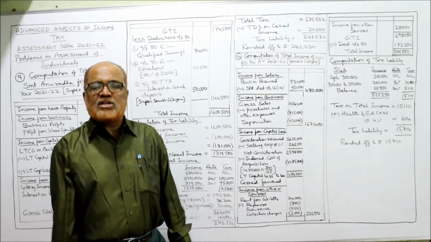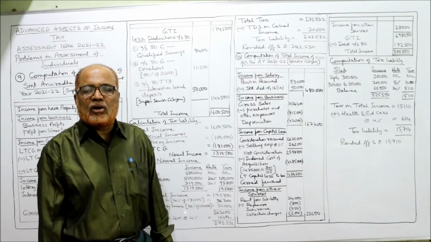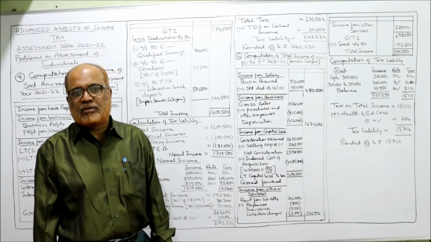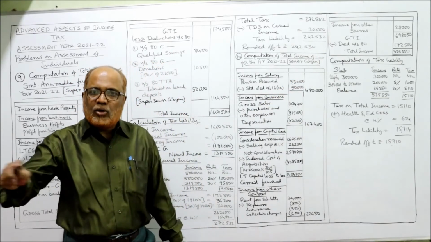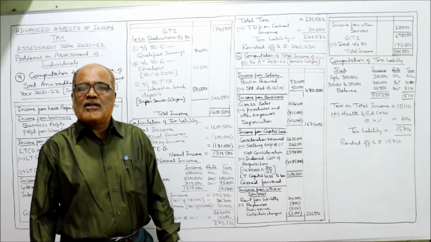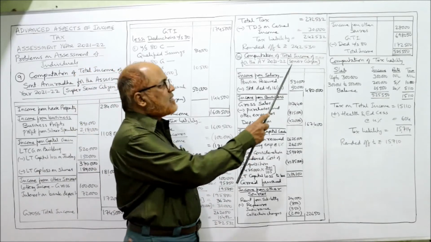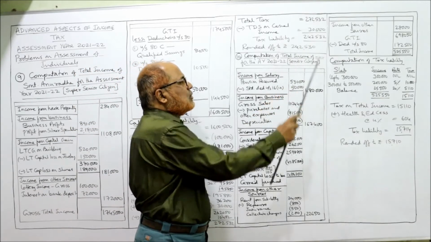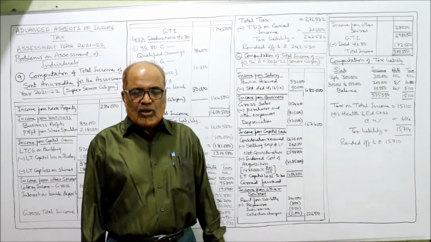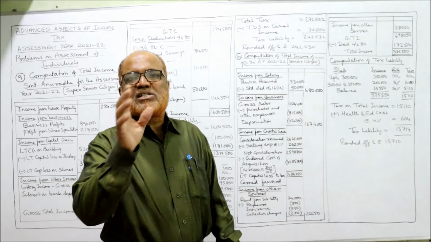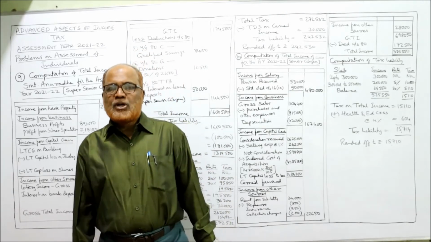But according to the provisions, the tax liability should be rounded off to the nearest 10 rupees. The last two digits you see 32. So ignore 2 rupees, make it 30. So rounded off tax liability 2,42,530. That's it. So a number of points I have explained in this problem.